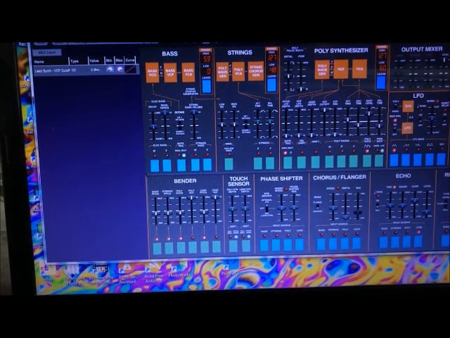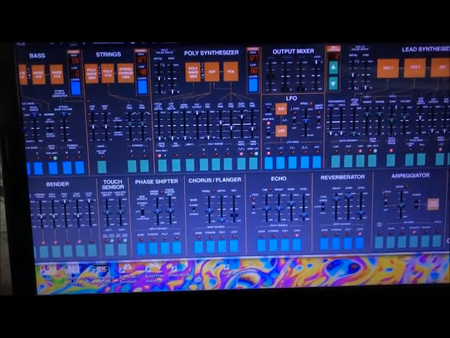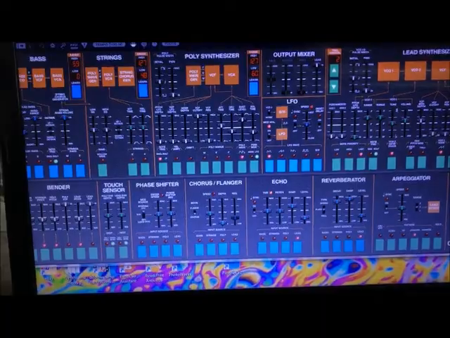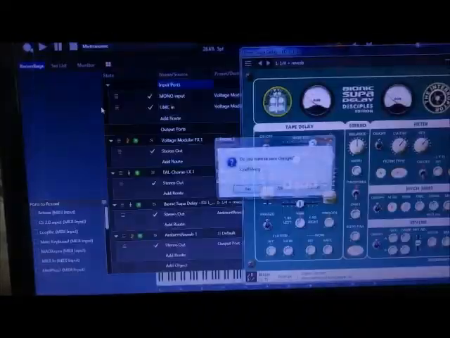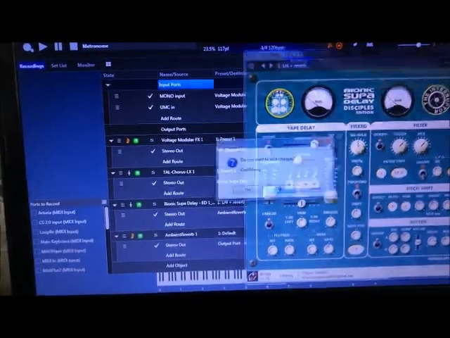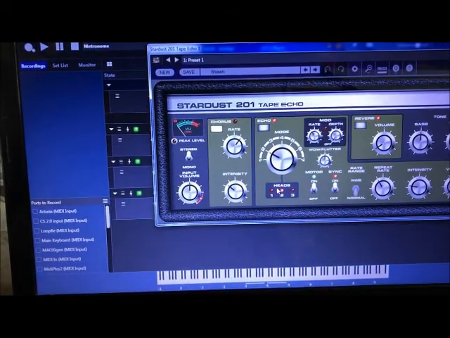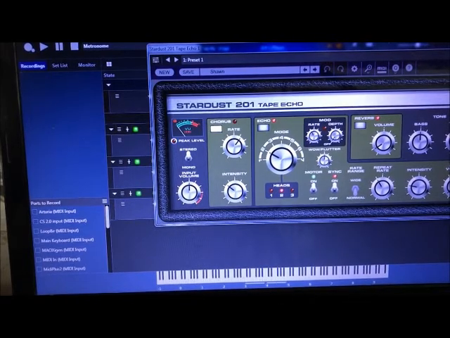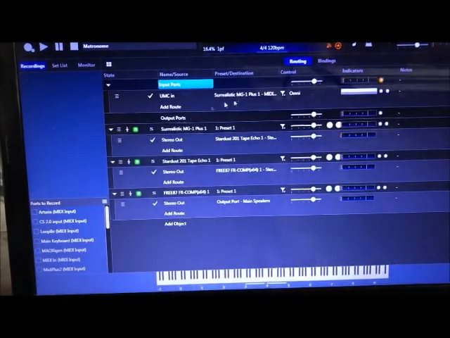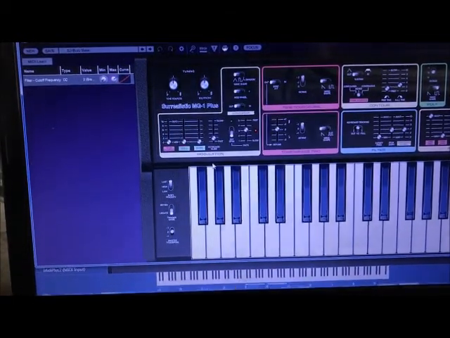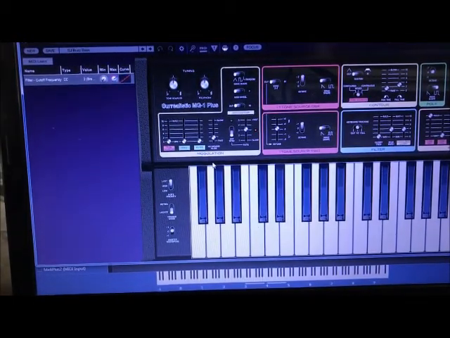Quadra doesn't have as many different settings as some of the other Cherry Audio ones. Let's see what we got. So this is the Surrealistic MG-1 plugin, eventually. So I see I have the tape echo on here for the effects. It's the only effect on here. That's just from before because I closed it.